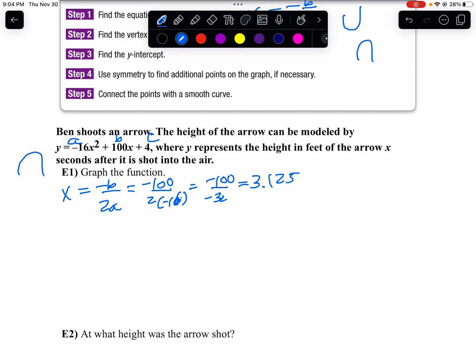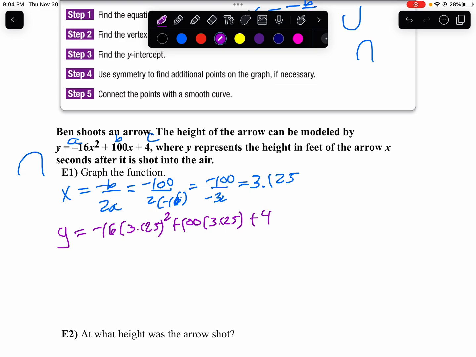Then we're going to turn around and find the value of y. So we're going to say negative 16 times 3.125 squared plus 100 times 3.125 and then plus 4.